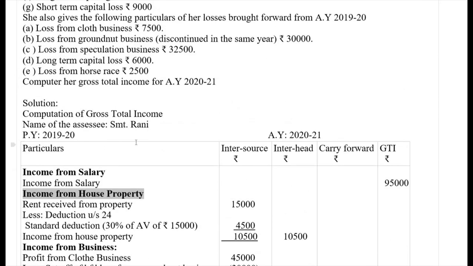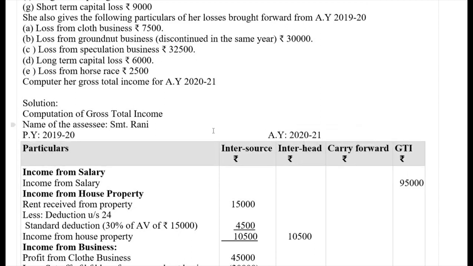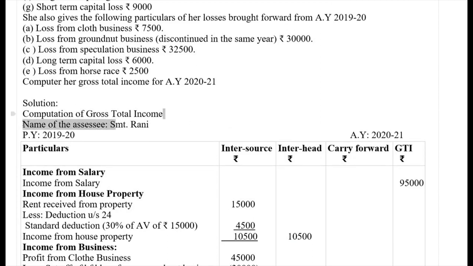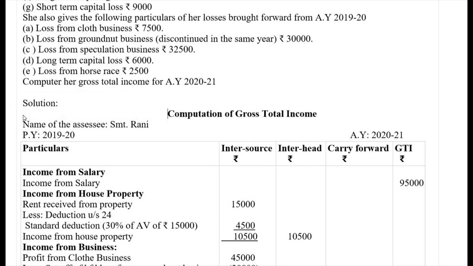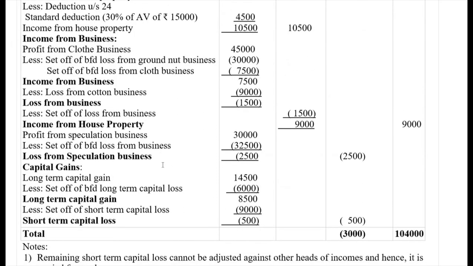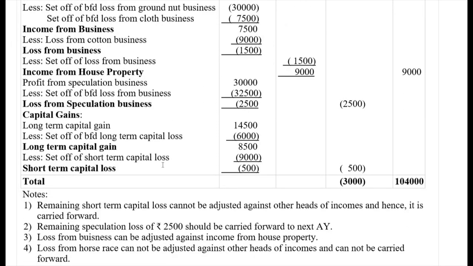So this is with respect to a set off of the losses pertaining to business, house property, capital gain here. So very simple problems, and we should provide as many notes as possible to justify our answer.